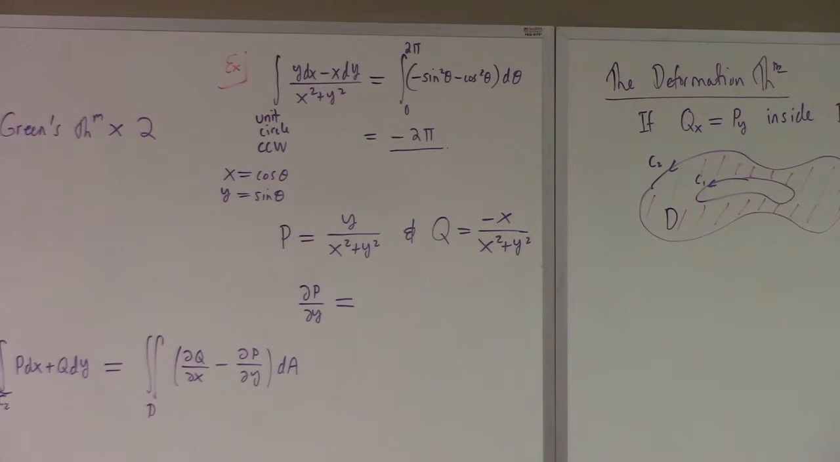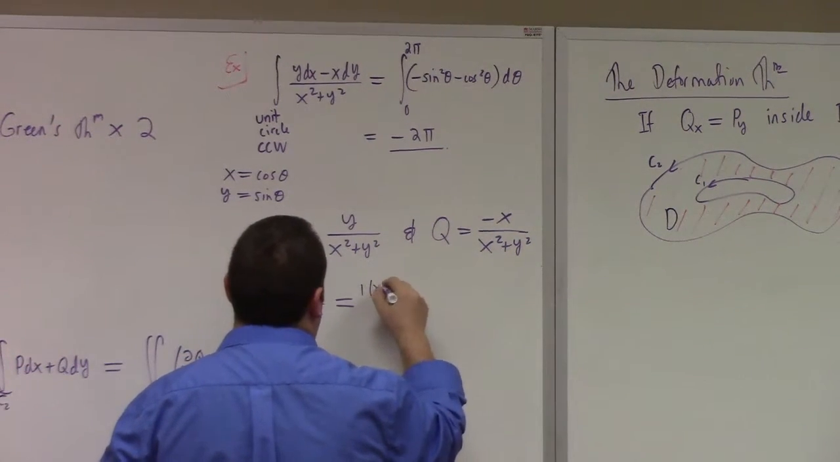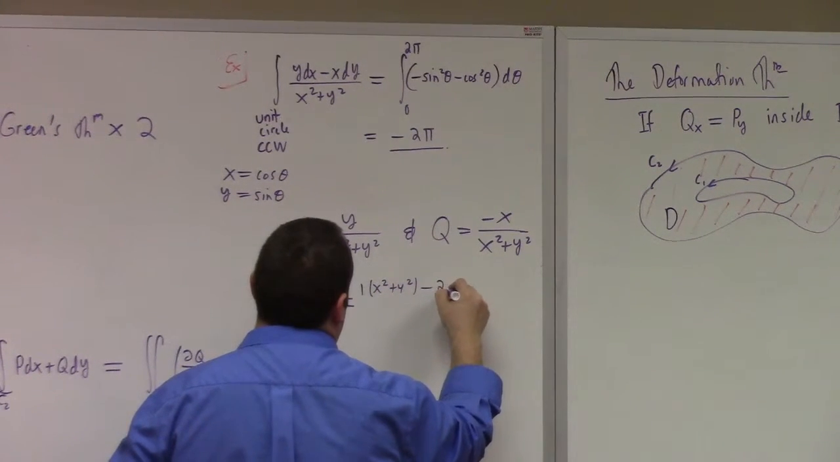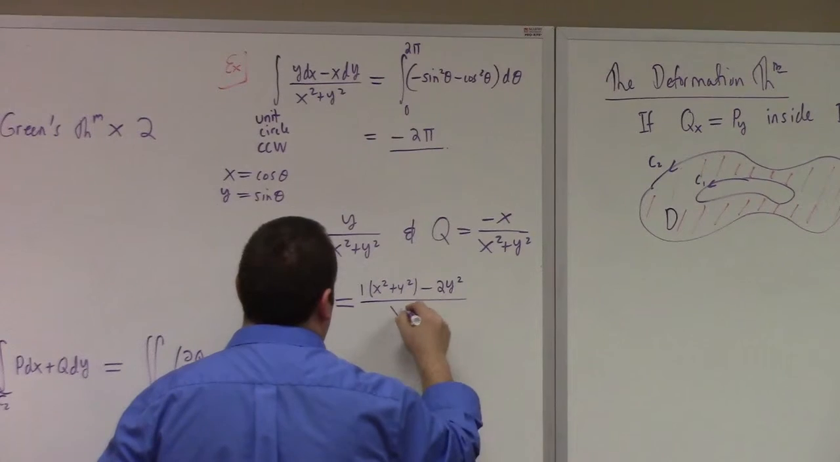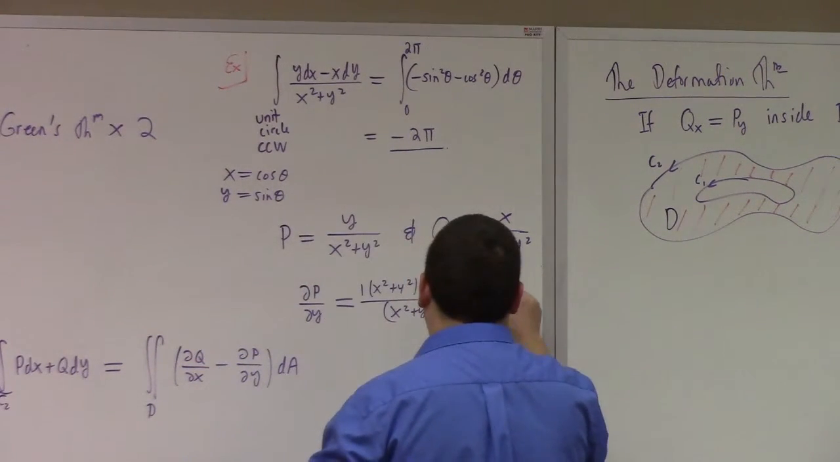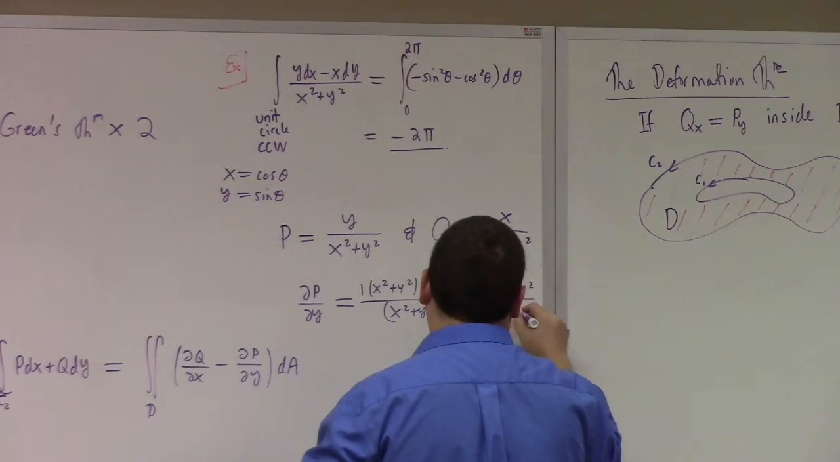I got to do what? Quotient rule, right? So I got 1 times x squared plus y squared minus 2y squared over x squared plus y squared squared. In other words, that's x squared minus y squared over x squared plus y squared squared.